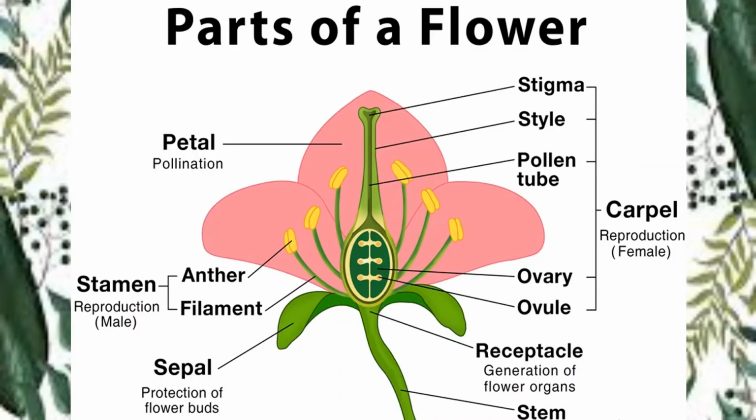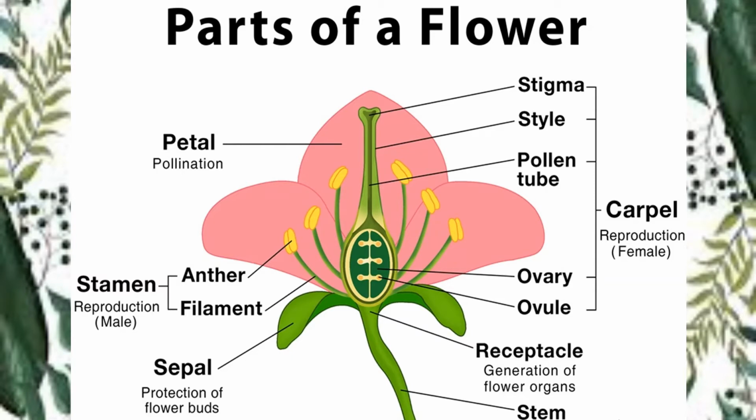Clear? Now moving to the next part, that is parts of a flower. Flower consists of what? See, this is a stem. From there the flower is arising. Flower consists of sepals, first sepal, then petal. It contains petal. It contains carpel and stamen. That is the four whorls of the flower. What are the four whorls of the flower? Calyx, corolla, androecium and gynoecium.